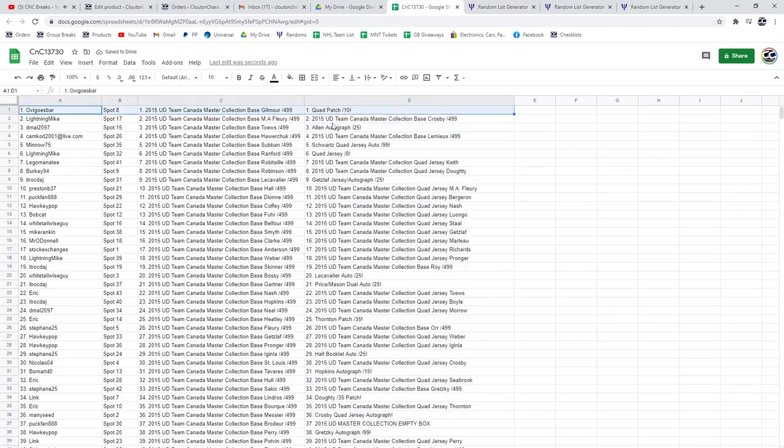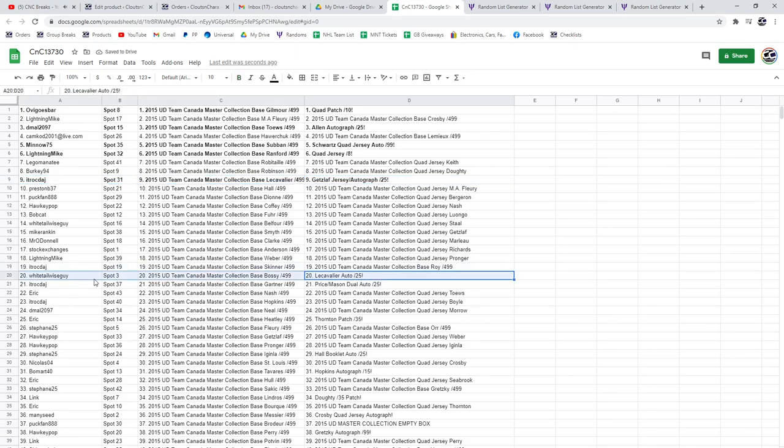Ovi goes bar, gets the quad patch, number to 10. The Allen autograph goes to D-Mall, congrats. The Schwartz goes to Minnow. The quad jersey out of 8 goes to Lightning Mike. The Getzlaff goes to ITR.